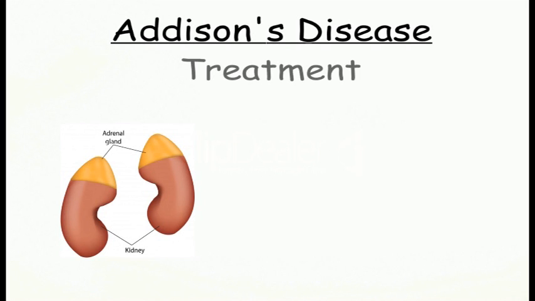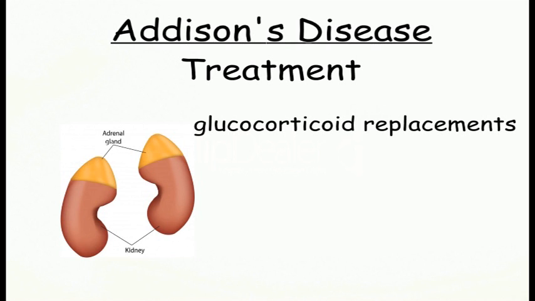Treatment of Addison's disease includes daily glucocorticoid replacement. This can be found in medications such as prednisone and hydrocortisone, which are corticosteroids. These also help with the replacement of aldosterone and cortisol.